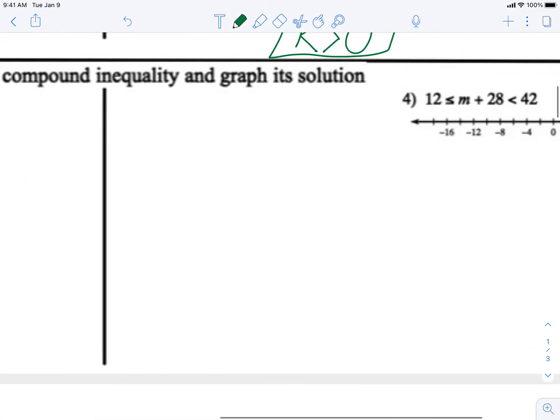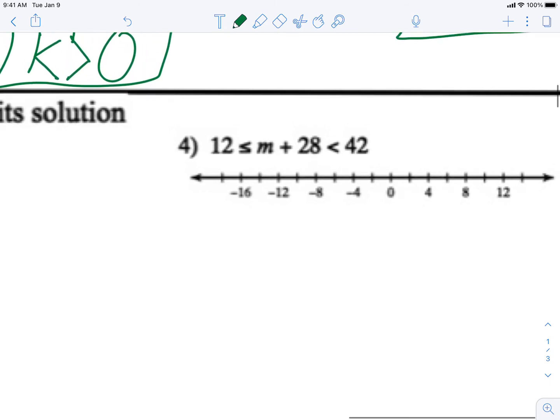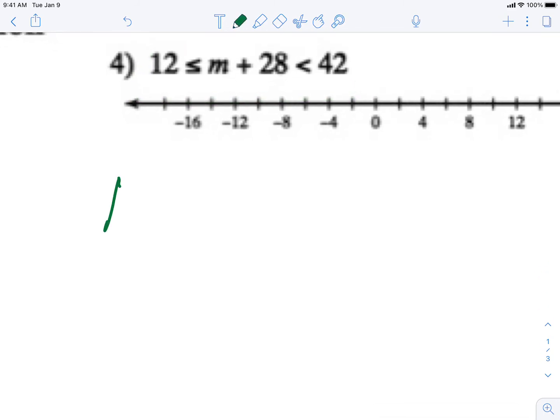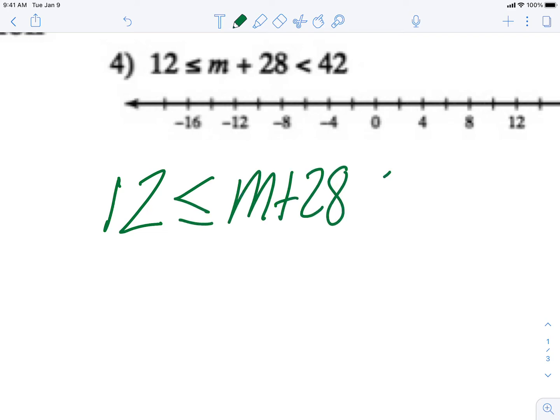Finally, one last problem, right? But we're lucky because look, it's also a compound inequality. They're together. So let's draw 12 is less than or equal to m plus 28 is less than 42.